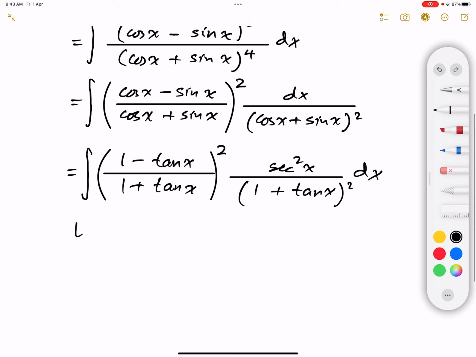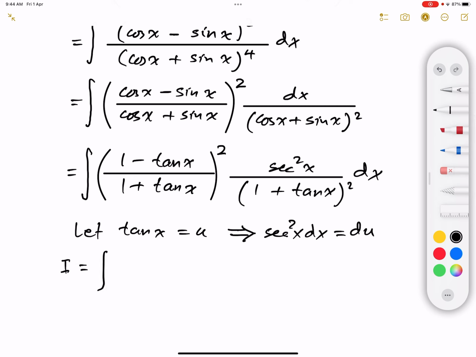Now we can let tangent of x equal u, and that would give us that secant squared of x dx is equal to du. So with that, we can rewrite the integral as (1 minus u) over (1 plus u) all raised to the power 2, and here we have du, of course, instead of secant squared dx, and here (1 plus u) all raised to the power 2.